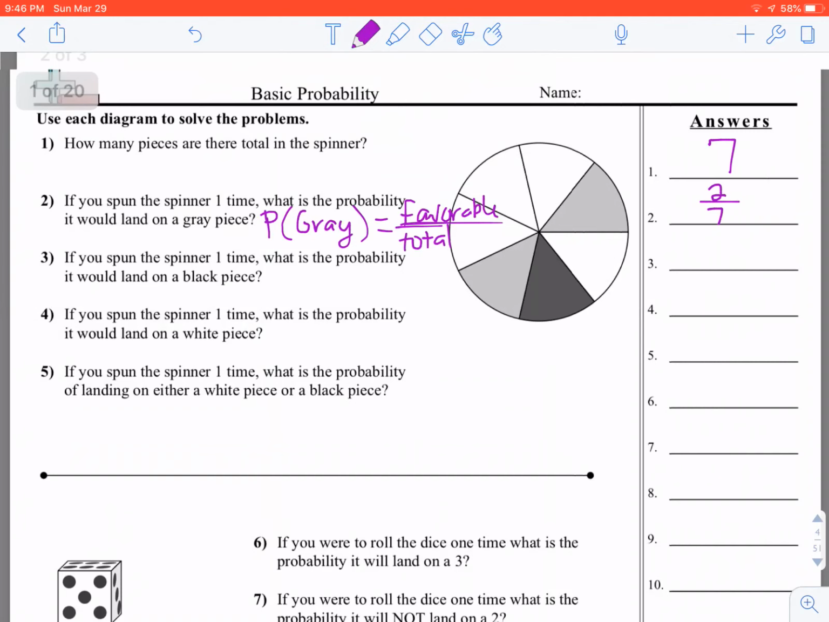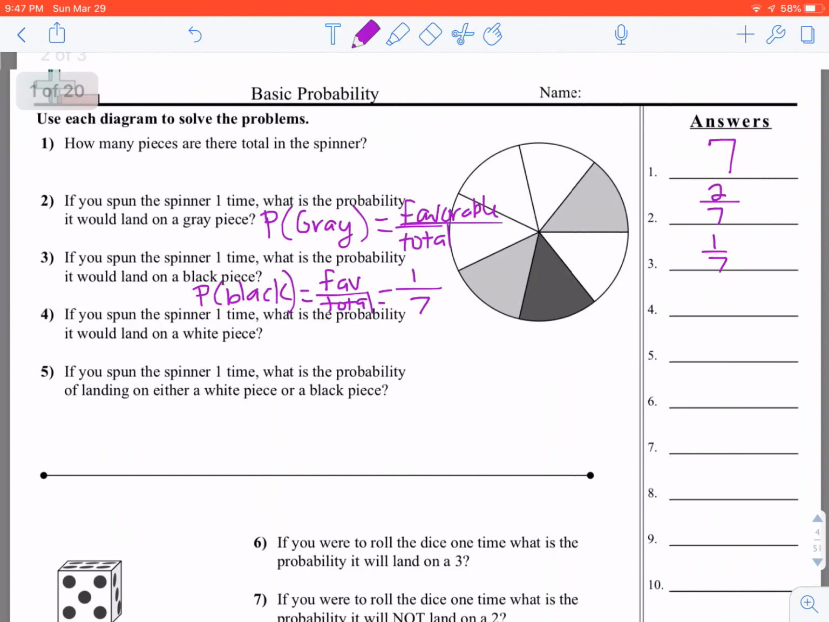All right, number 3. If you spin the spinner 1 time, what is the probability that it's going to land on a black piece? So again, let's practice our notation. Probability of black. It's favorable, I'm going to abbreviate favorable over total. There is 1 piece of our chart that's black, and there's a total of 7 pieces. So your answer for 3 is 1 over 7.